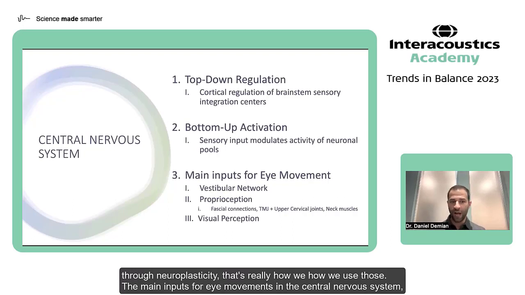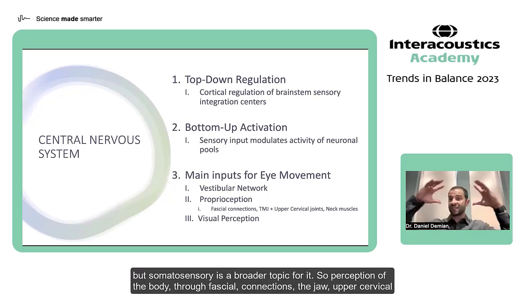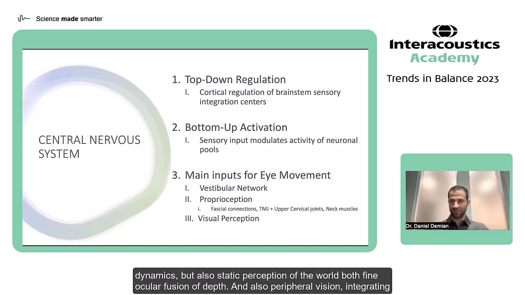The main inputs for eye movements in the central nervous system are integration between the vestibular network, both peripheral and central, the proprioception, which is a very specific word, but somatosensory is a broader topic for it. So perception of the body through fascial connections, the jaw, upper cervical and spinal muscles, through neck muscles, which we'll talk about further, and then visual perception of not just eye movement or dynamics, but also static perception of the world, both binocular fusion of depth and also peripheral vision integrating in gives us a lot of information.